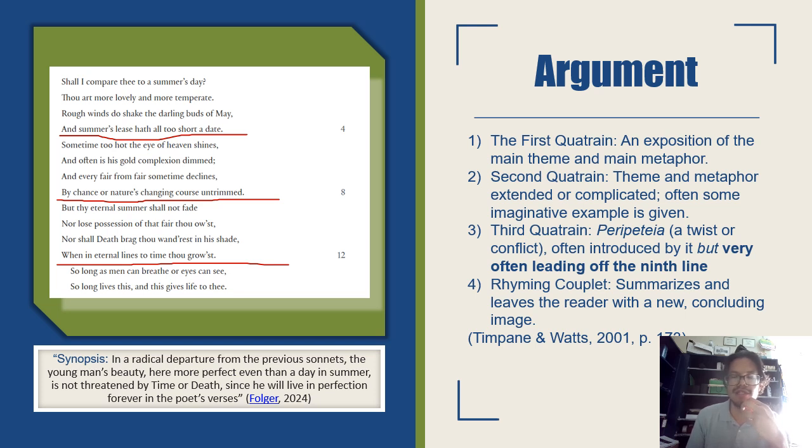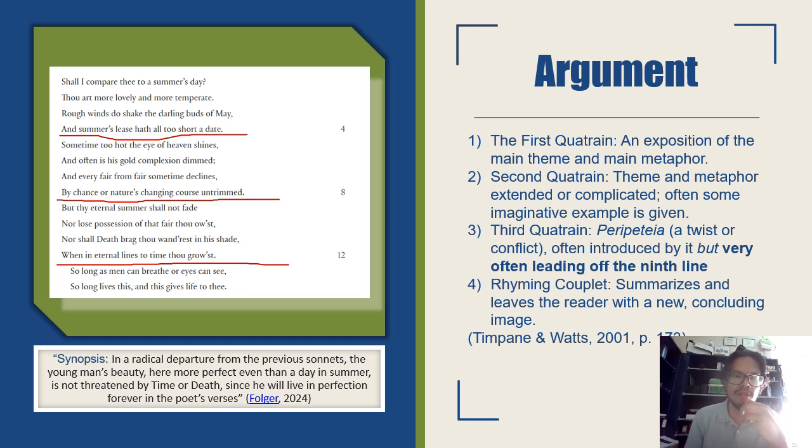And there's his extended example, right? The problem with summer is that it comes to an end. And the problem with people who are beautiful is that that beauty fades, right? They get older, they get wrinkles, all that kind of stuff, right? So that leads us to the third quatrain.